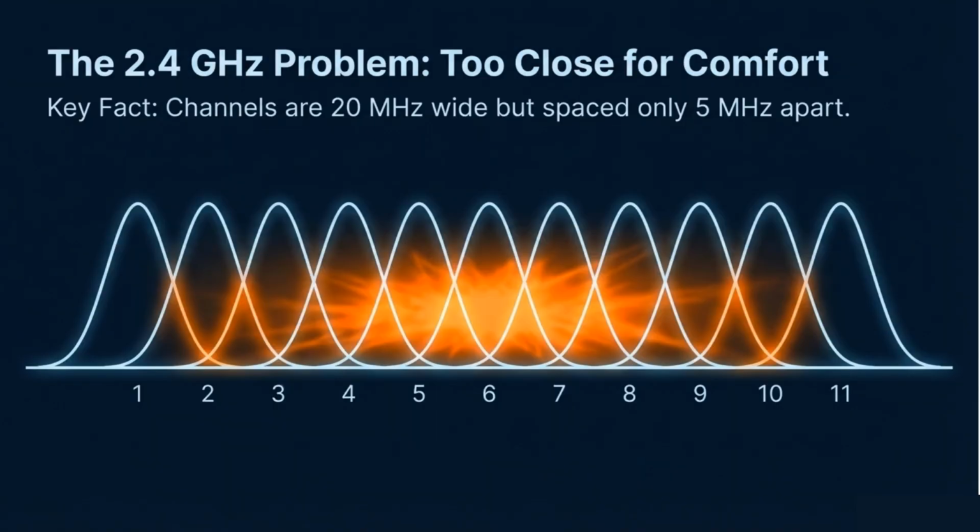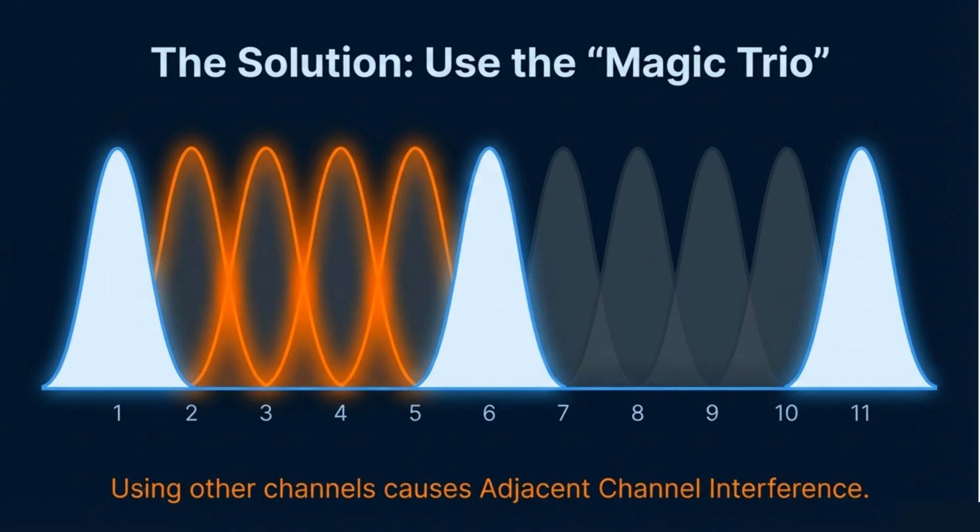The 2.4 GHz band presents a challenge. Channels are 20 MHz wide, but are spaced only 5 MHz apart, which leads to significant overlap and interference. The solution is to use the magic trio, non-overlapping channels 1, 6, and 11. Using other channels causes adjacent channel interference, slowing down your connection.